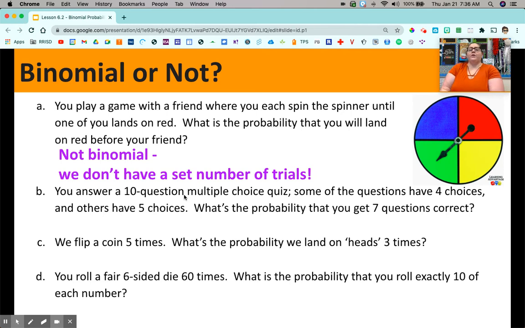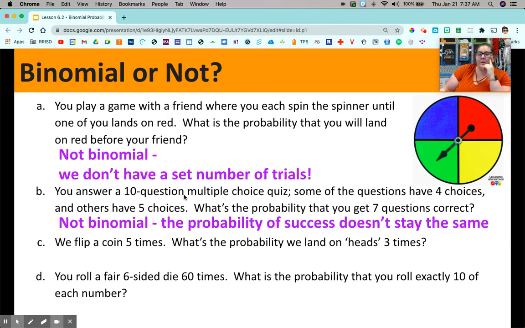Part B, you answer a 10-question multiple choice quiz. Some of the questions have 4 choices, some of them have 5 choices. What's the probability that you get 7 correct? So we do have a set number of trials, and we're trying to find the probability of getting a certain number of successes. We are measuring success versus failure. We get it right or we get it wrong. The problem is that the probability of getting a question right isn't the same every time. If some of the questions have 4 choices and some have 5, right? For the 4 choice ones, I have a 1 in 4 chance of getting it right. For the 5 choice ones, I have a 1 in 5 chance of getting it right. So my probability of success isn't the same, so that wouldn't work either.